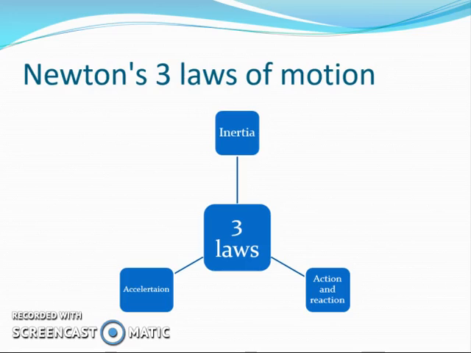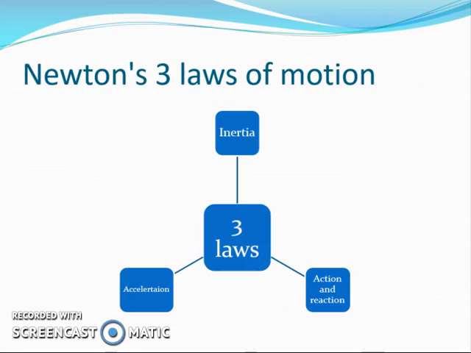Newton has three laws of motion: inertia, acceleration, action and reaction. Inertia is the reluctance to change. For example, in basketball, the basketball is reluctant to change, and we have to exert a force to be able to change the way it moves.